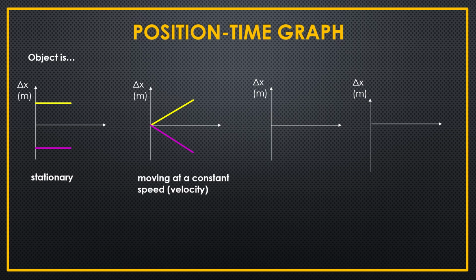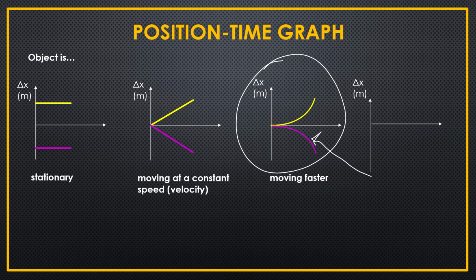Then the third type of motion is if the object is accelerating, moving faster. The yellow line here represents an object that is moving faster in the positive direction. And if an object is moving faster but in the negative direction, your shape will be this curve but downwards. Again, guys, this does not matter whether it's below the x-axis or above the x-axis.